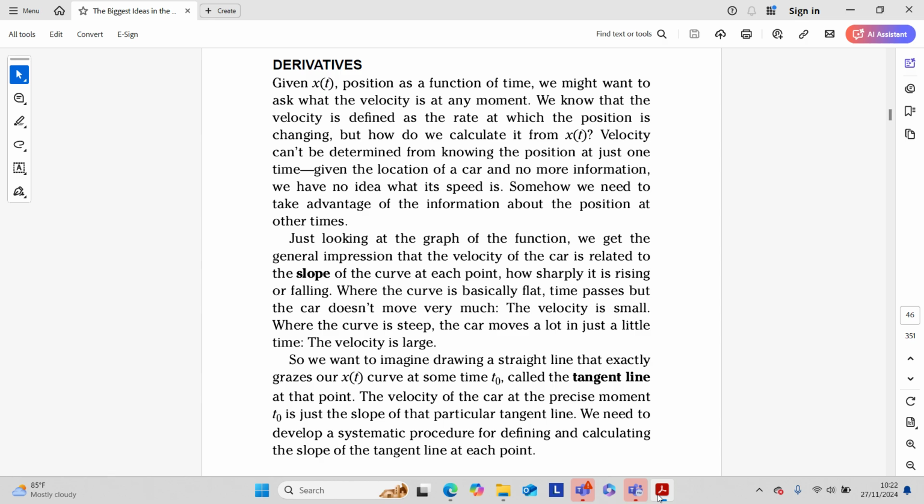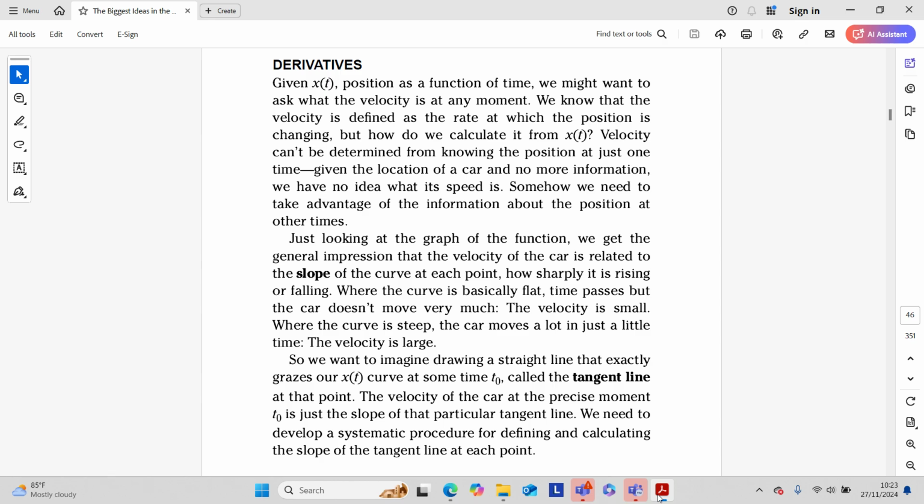Just looking at the graph of the function, we get the general impression that the velocity of the car is related to the slope of the curve at each point, how sharply it is rising or falling. Where the curve is basically flat, time passes but the car doesn't move very much. The velocity is small. Where the curve is steep, the car moves a lot in just a little time.